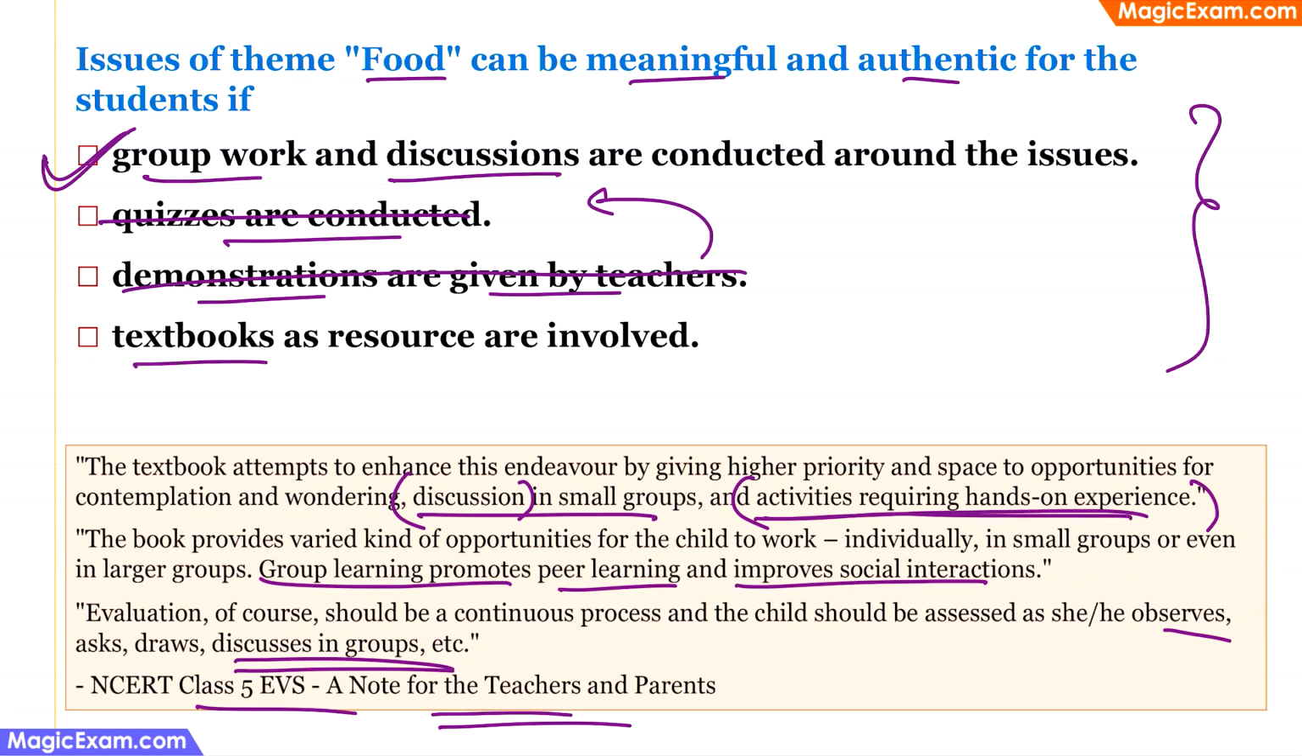Now, textbooks are a very limited source of learning in EVS, because the EVS textbook itself says that EVS learning should go much beyond what the textbooks offer, and the learning should happen through the teachers, through their friends, through peers, through family, community. Therefore, textbooks as a resource are involved is a very, very brief and a very small point as far as EVS teaching and learning is concerned. Therefore, this cannot be the correct answer. Therefore, the best answer among the 4 options is group work and discussions.